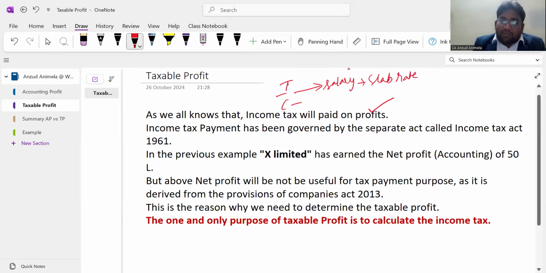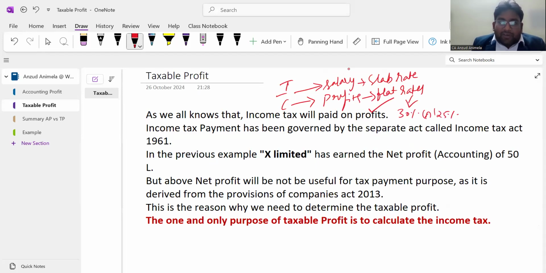What do companies do? Companies do business. They get profits. On the profits, they apply flat rates, not slab rates. Flat rate means one straightforward rate, 30% or 25% like that. That means when companies earn a profit, they have to pay taxes. That is called income tax. This income tax payment is governed by a separate act called the Income Tax Act 1961.